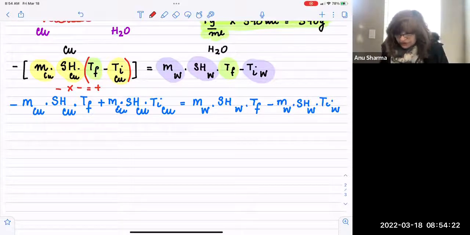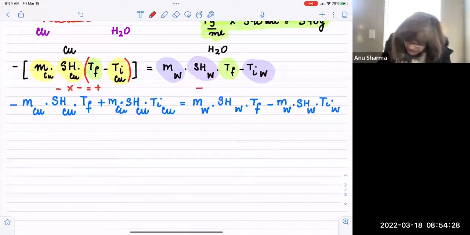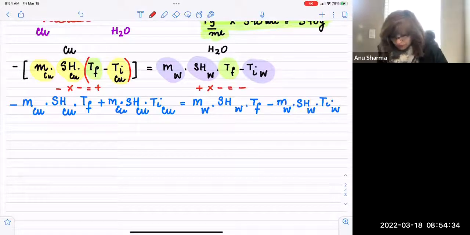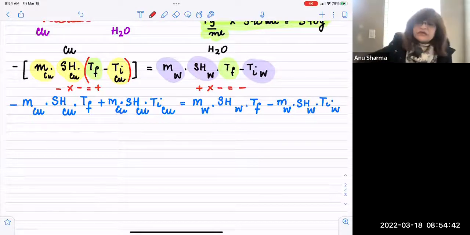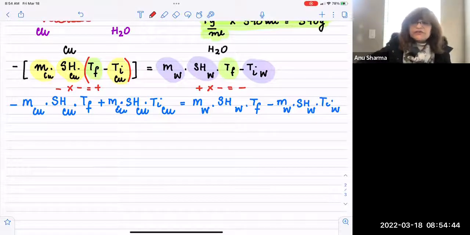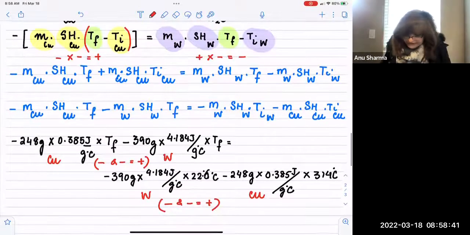Same story you're going to do on the water side. The water side is positive, and a positive number multiplied by the negative number will be negative. So here you have mass of water times the specific heat of water times the T final. Then again, mass of water times the specific heat of water times the T initial. This is how, if you set it up, the units cancel out. Okay, the rest is we just have to solve it.